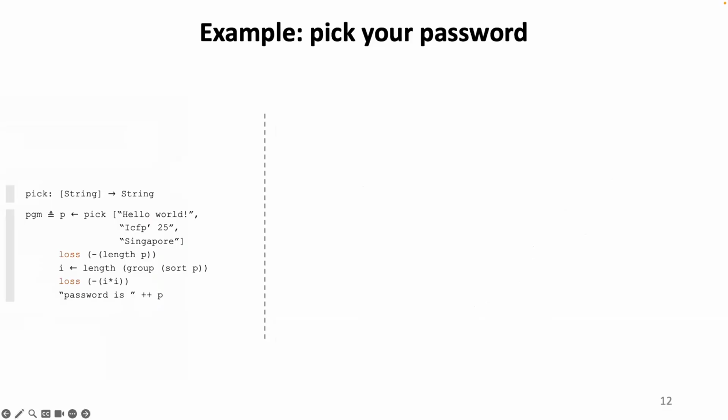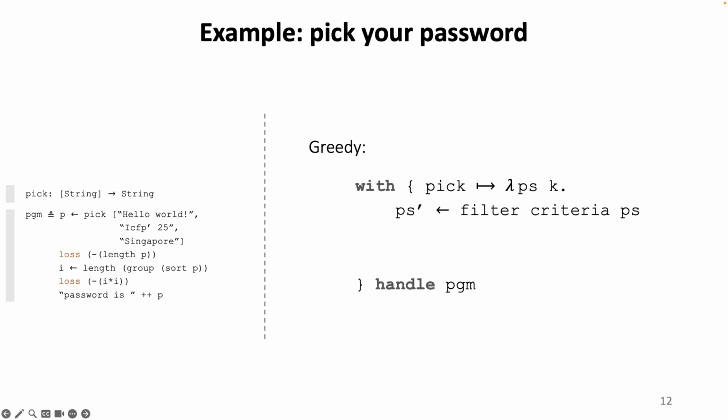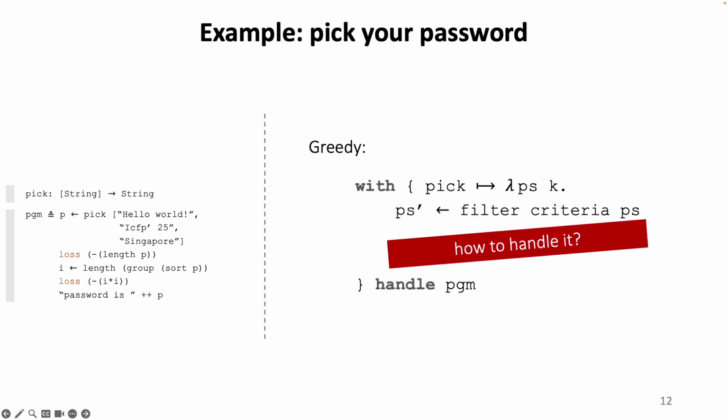Now, let's try to define a handler for pick. Of course, we can define different handlers. Here, let's consider a greedy algorithm that picks a password from the list that minimizes the loss. So let's try to implement the handler. In this case, the handler for pick will receive the list of strings as PS and then the continuation K. We can start by filtering out those passwords that do not satisfy the criterion, right? But again, those criteria do not really matter for our example. But now we have a problem: what happens afterwards? How can we actually implement this handler?